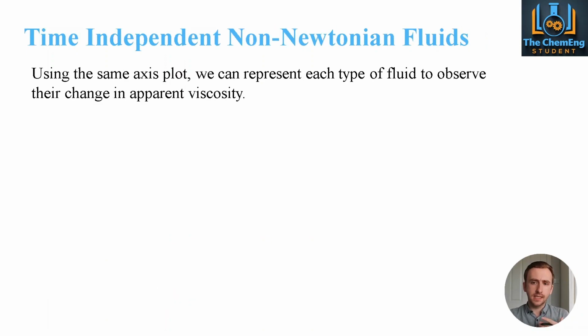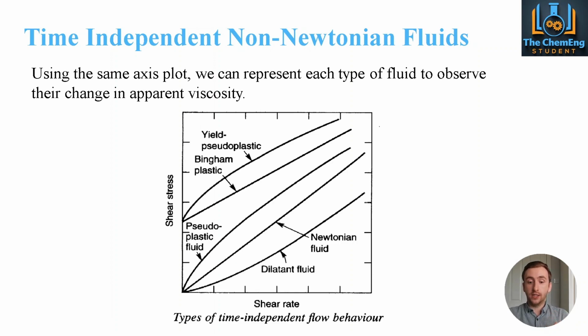But let's look at this in slightly more detail so that you get an idea and some context as to what all these fluids actually look like. So if we consider the time-independent non-Newtonian fluids, then using the same XY plot, we can represent these on a standard Cartesian set of coordinates. So what we have here is shear rate on the x-axis, shear stress on the y. Now you can clearly see we have the Newtonian fluid here. It's a straight line through the origin.